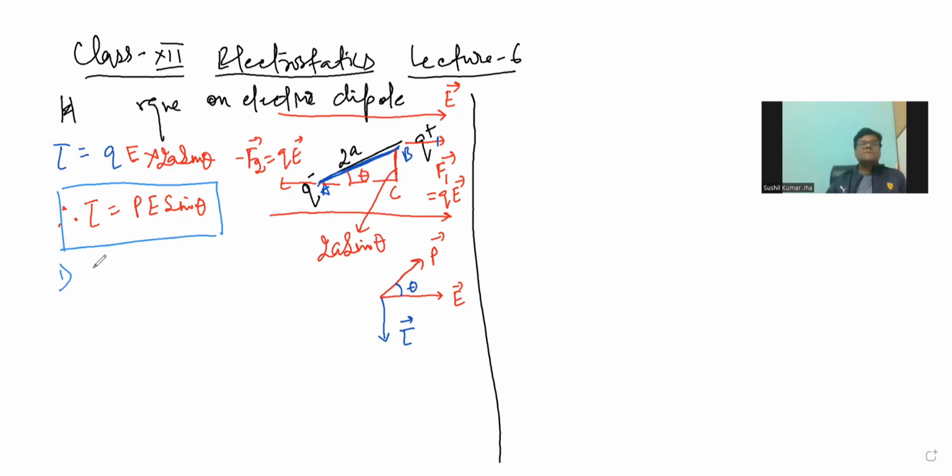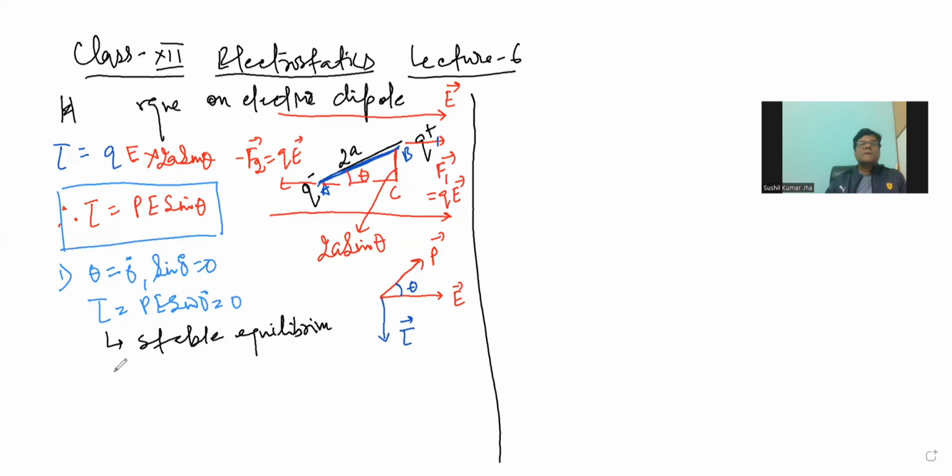Okay. Now, obviously, there is sine theta, so we may consider some cases. If theta is 0 degree, we know sine 0 is 0. Therefore, tau would be PE sine 0 is equal to 0. So no torque will be experienced. This is also said to be the stable equilibrium, or there would be no movement in this. This is called stable equilibrium, right?